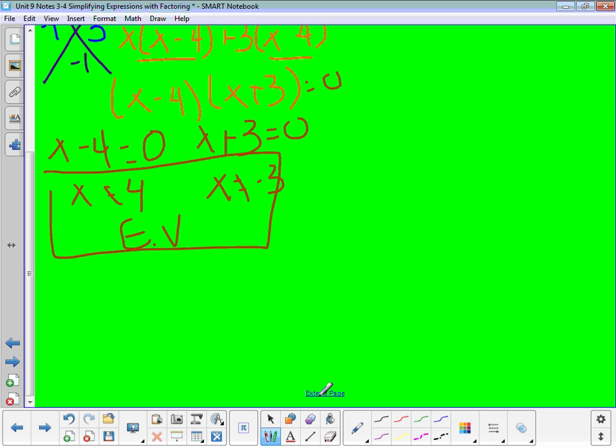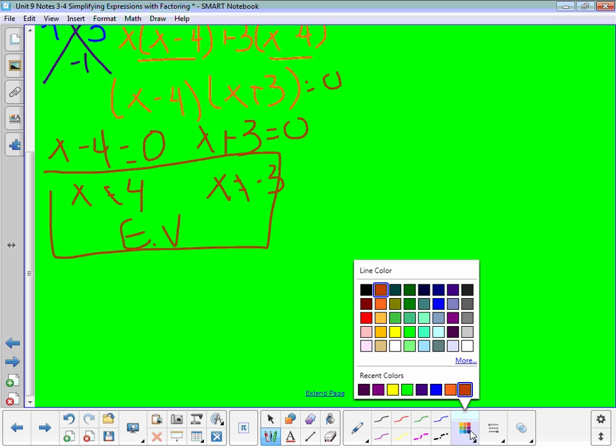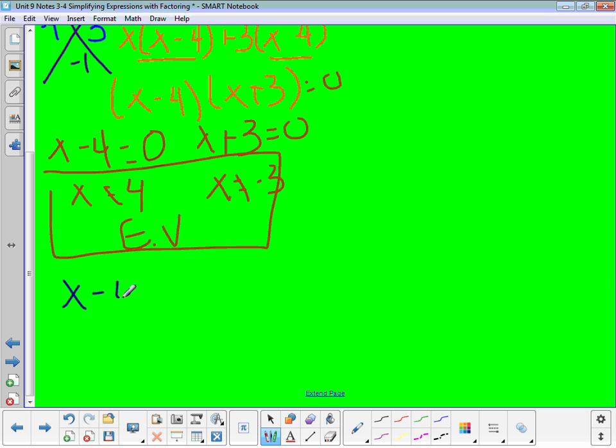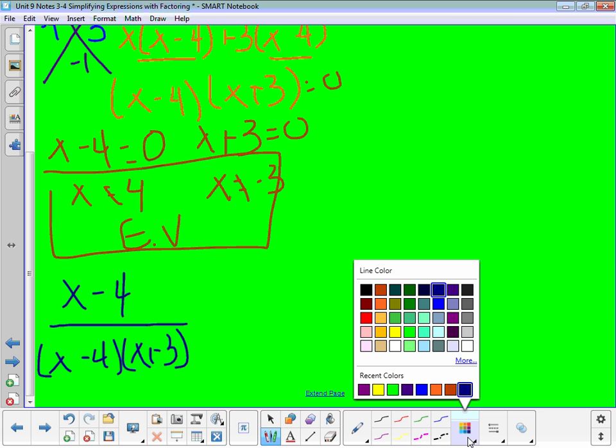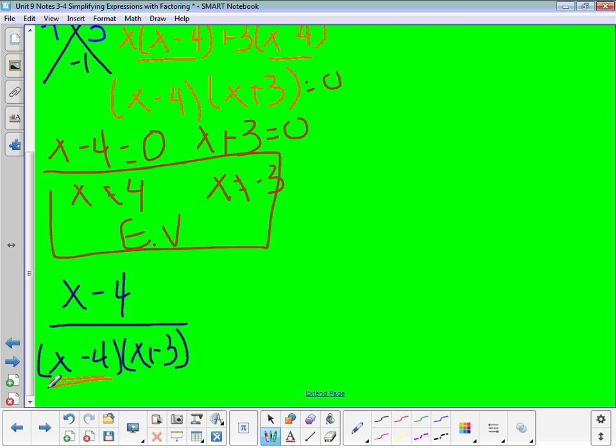Now let's rewrite out that expression. Instead of having that quadratic on the bottom, I'm going to write it out on the bottom as x minus 4 times x plus 3. Now if you look, we have an x minus 4 on the bottom and an x minus 4 on the top. Those are going to cancel out.